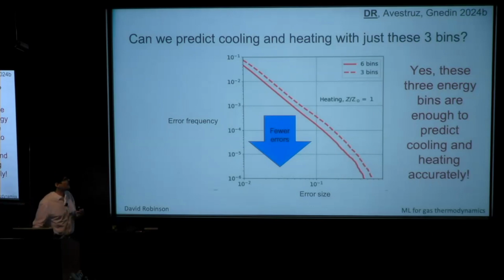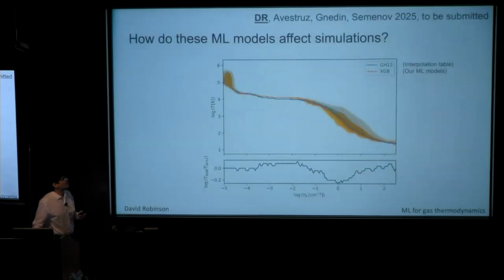With a little bit of time that I have left, I want to plug the work that I'm doing now, which hopefully will be up on the archive in the next week or 2 before the end of the year, where we actually plug one of these machine learning models into an isolated galaxy simulation and compare it to the same simulation using an existing interpolation table approach.